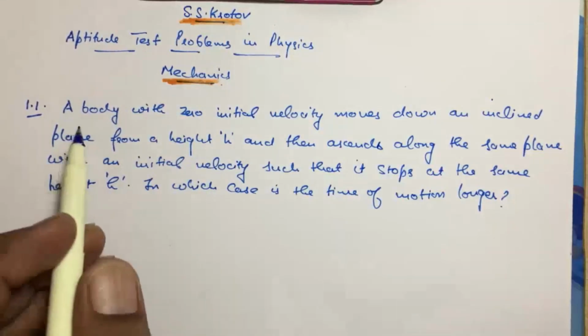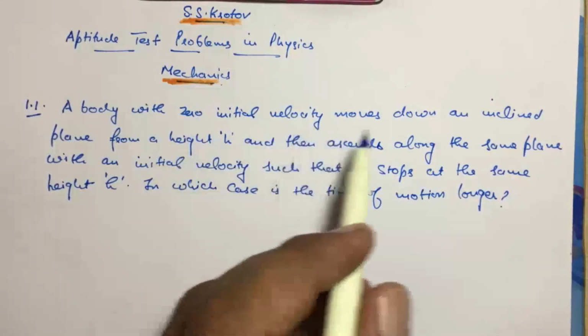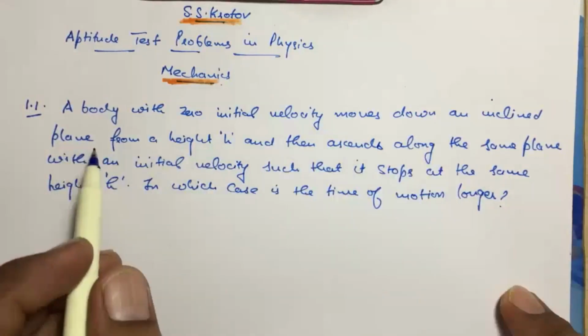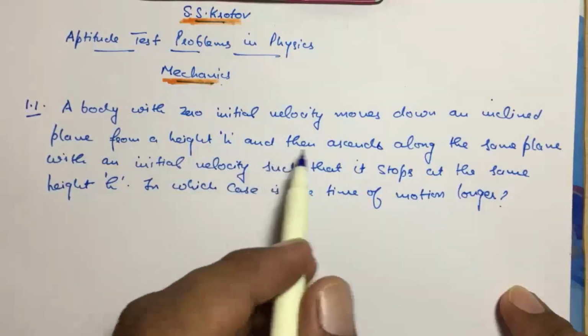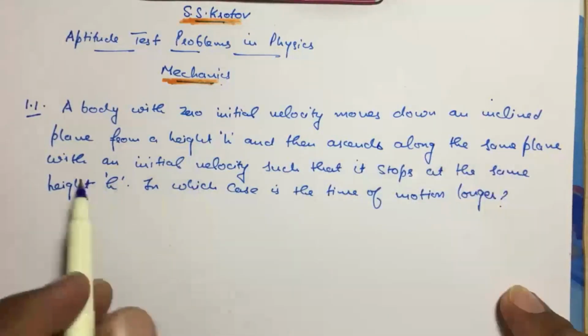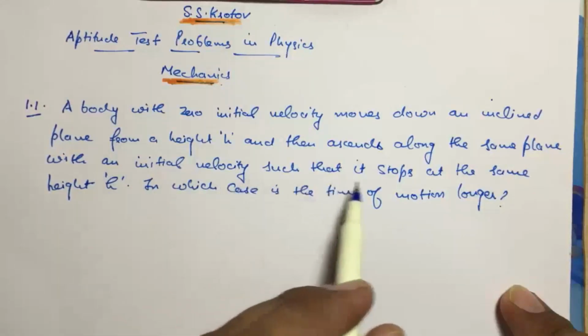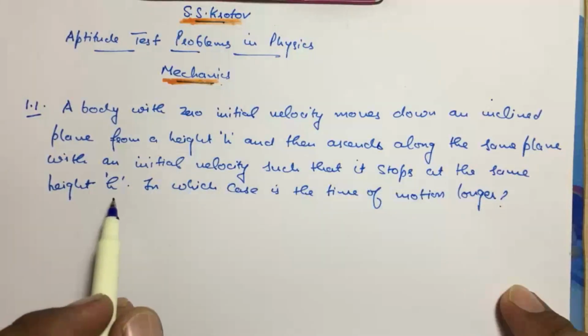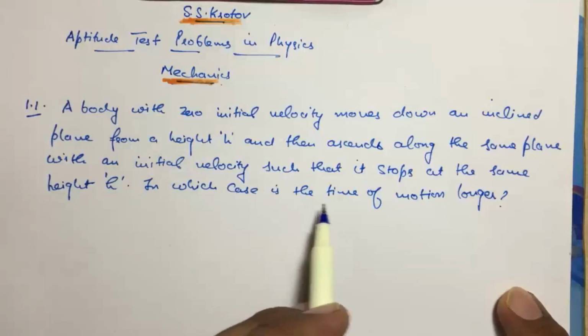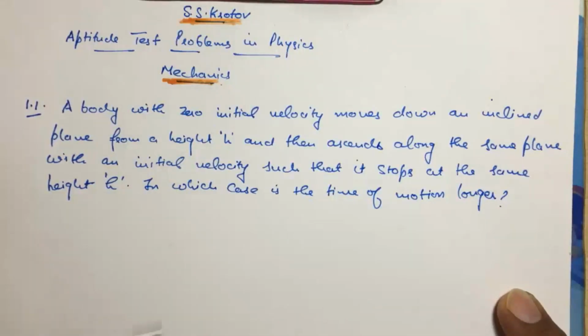So the question is, a body with zero initial velocity moves down an inclined plane from height h and then ascends along the same path with an initial velocity such that it stops at the same height h. In which case is the time of motion longer?